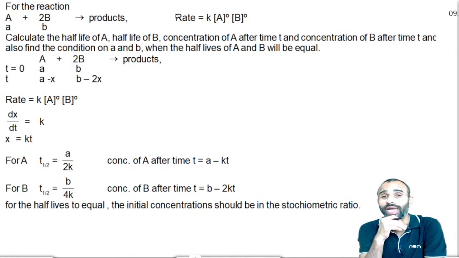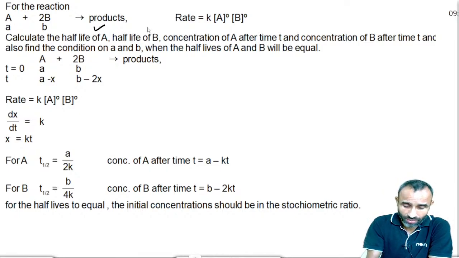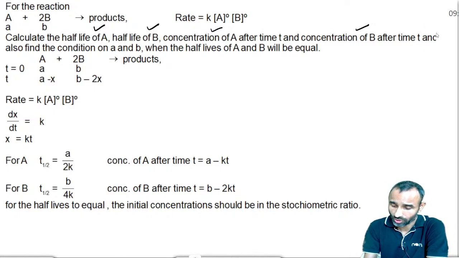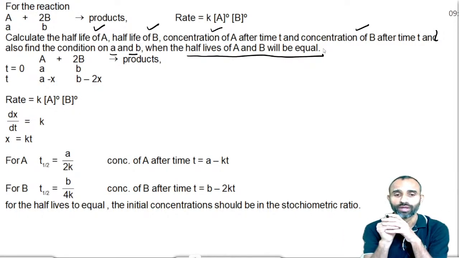Now, if the reaction is like A plus 2B, there are two different reactants having different stoichiometry. 1 mole of A reacts with 2 moles of B to give the product. So, calculate the half-life of A, the half-life of B, the concentration of A after time t, the concentration of B after time t, and also find the conditions on A and B when the half-lives of A and B will be equal. If this is the question, how do you start?